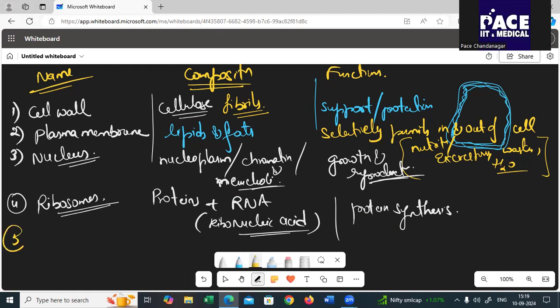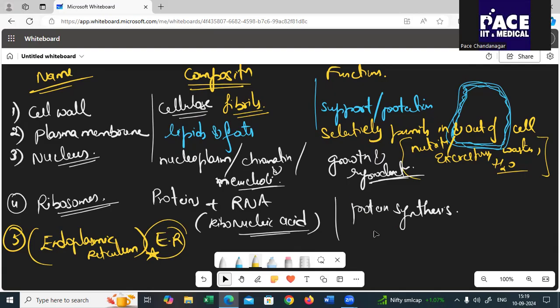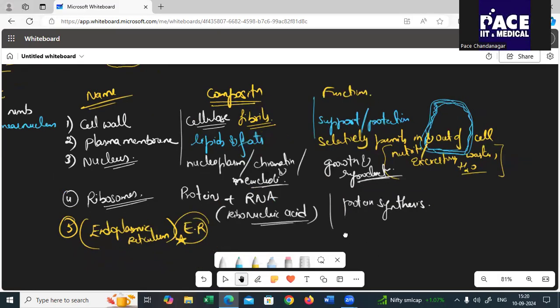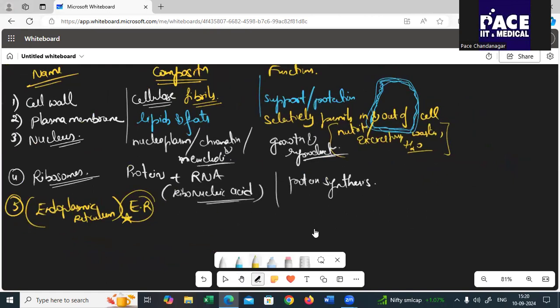Wherein you have something called the endoplasmic reticulum, which we generally call ER. We have two kinds of ER: smooth endoplasmic reticulum and rough endoplasmic reticulum. What do they both do? I'm writing it here separately. Endoplasmic reticulum, we have smooth endoplasmic reticulum and rough endoplasmic reticulum.